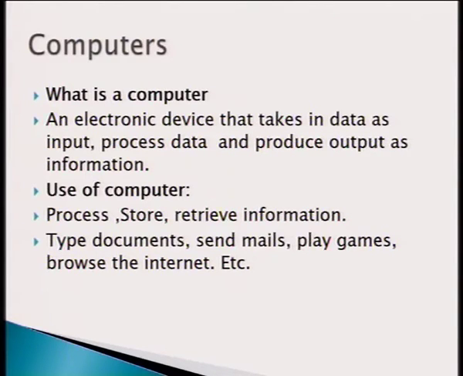It's an electronic device that takes in data as input, that takes in unprocessed facts, or the raw materials, as input. These raw materials are processed by the processing devices in the computer, and then the processed data becomes information, and the information is actually what the computer outputs. So it's an electronic device that takes in data as input, processes this data, and then outputs this data in another form called information.